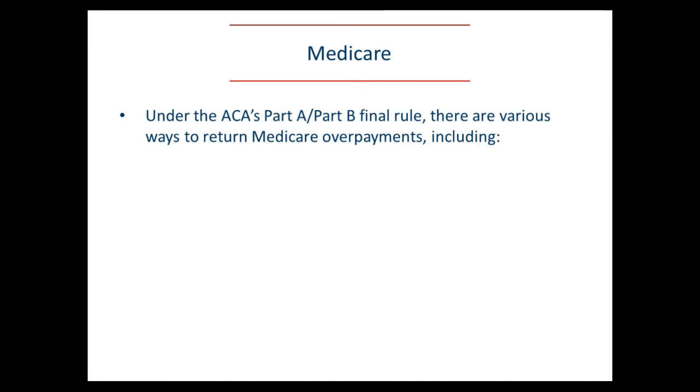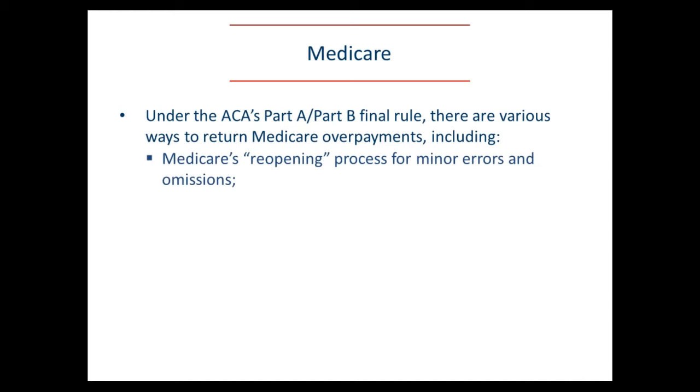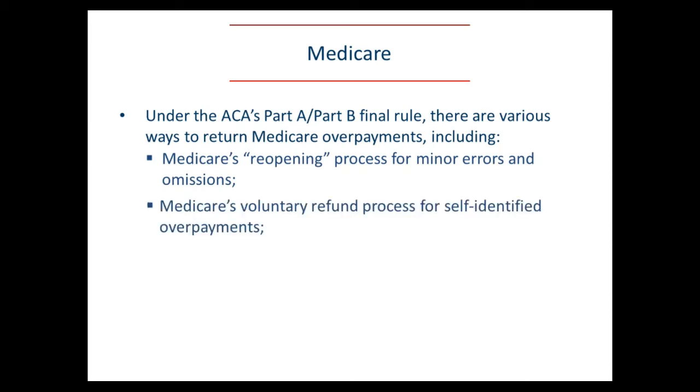So let's start with Medicare. Jim talked about the Affordable Care Act's final rule from 2016. And that rule, in addition to laying out the timeframes and the penalties, says, look, there's a number of ways to deal with Medicare overpayments. First, the Medicare program has a reopening process available through the Medicare administrative contractors. That's limited to minor errors and omissions, and we'll talk about that in a little more detail in a moment. There's also the voluntary refund process for self-identified overpayments. Again, that's a process that is undertaken through the MACs.